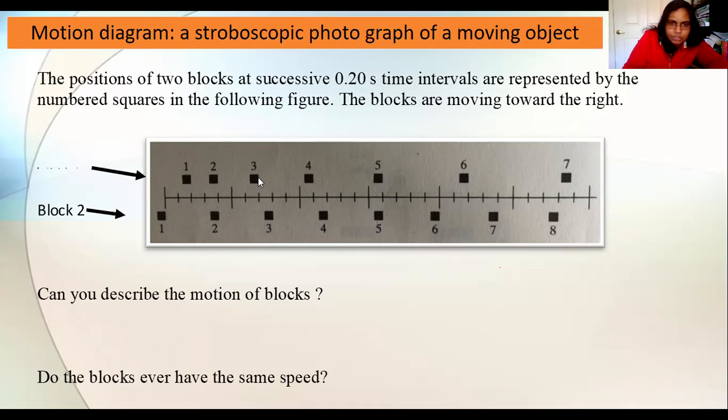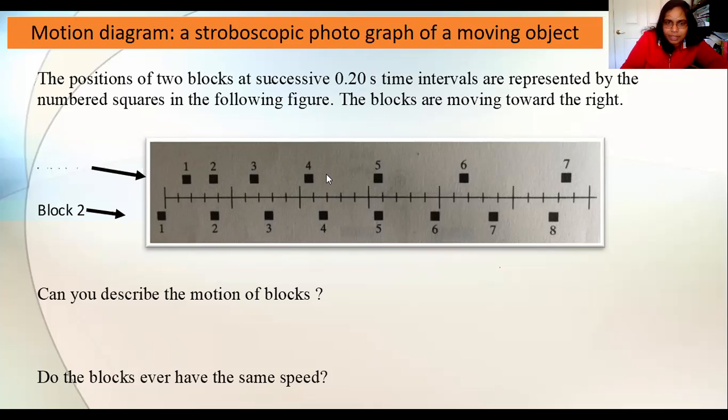If I start from this edge of the block, then I have 1 block, 2, 3, and 4, right? And then if I go to the second block, 3 to 4, I have 1 gap, 2, 3, 4 gaps. So at 0.2 seconds, the first block has moved 4 gaps, and the second block also moved 4 gaps. So that means it has the same velocity because it's moved the same distance over the same time.